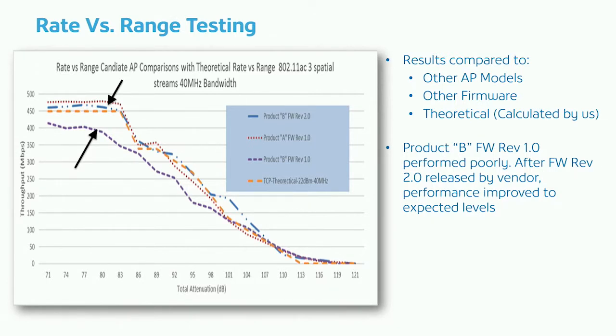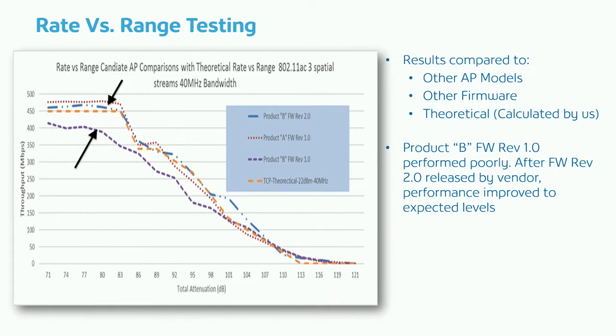The orange line is this. I don't know if it shows up on the screen there, but it's on the model. It's on the legend. The orange line is this theoretical plot, and in this case, it was very close to the results that we saw from APA, so we were happy with its performance.